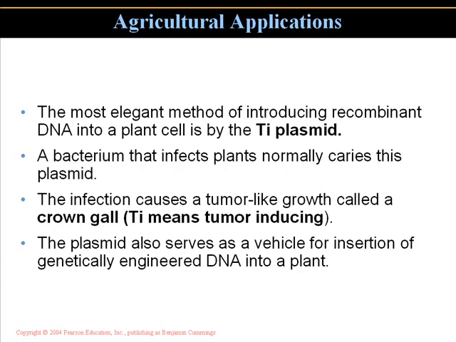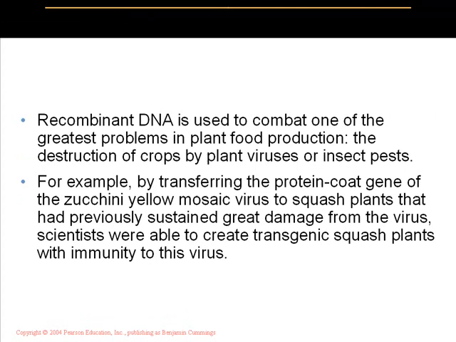The most elegant method of introducing recombinant DNA into a plant cell is called the Ti plasmid. It's a bacterium that infects plants and normally carries the plasmid. The infection causes a tumor-like growth called the crown gall. And basically, the plasmid also serves as a vehicle for insertion of genetically engineered DNA in plants.